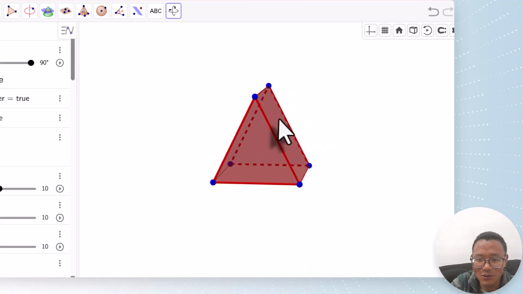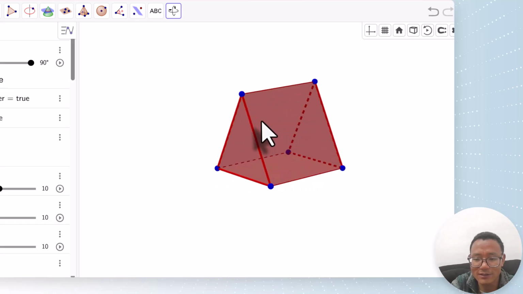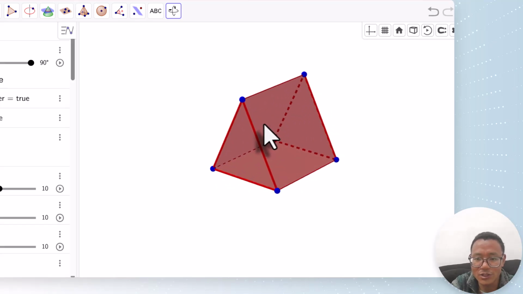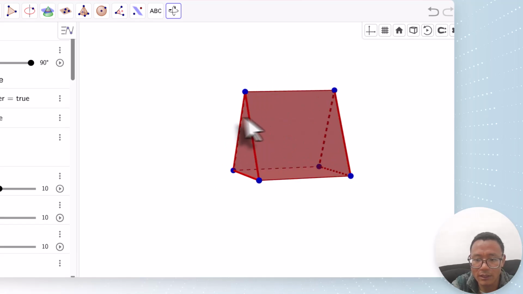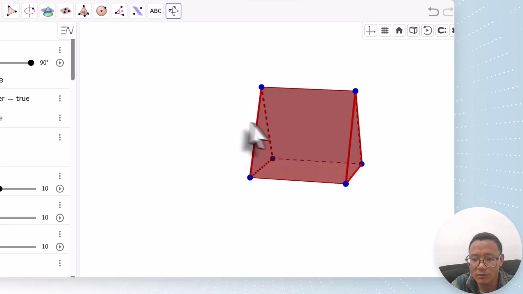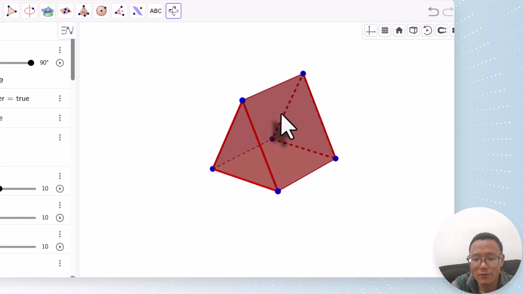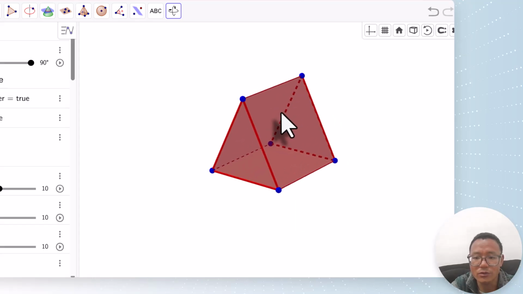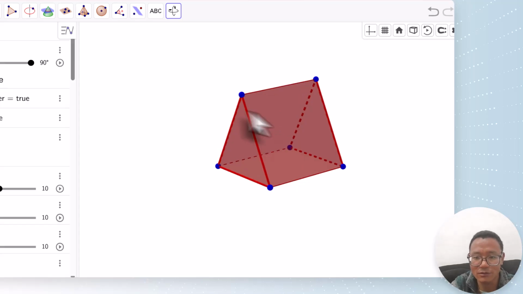This shape represents a triangle based prism. Because the two sides are triangles. For surface area, you have to think more, not just memorize the formula. You have to memorize the basic formula. Then we can use basic formulas to come to this formula.